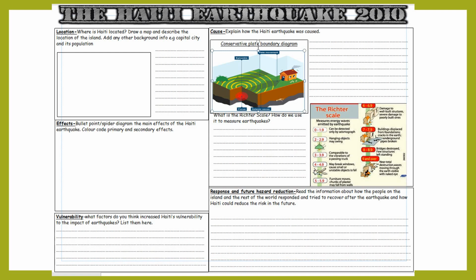So what I mean by color code primary and secondary effects, so once you've bullet pointed maybe 10 or so main effects on people, the economy, the infrastructure, roads, electricity, power cuts, and stuff like that. Once you've bullet pointed around 10 main impacts, see if you can color code primary and secondary effects. Now, primary are things that happen straight away. So initial death count, initial death toll.